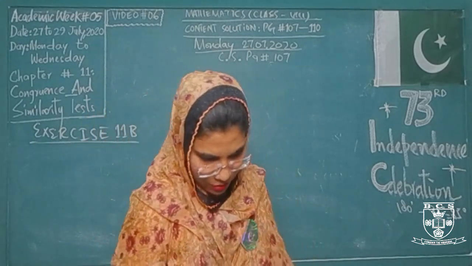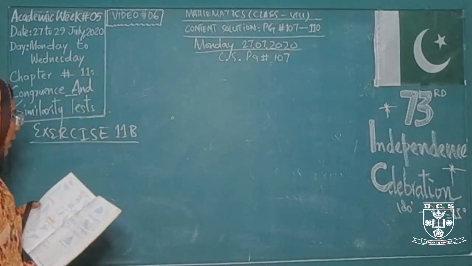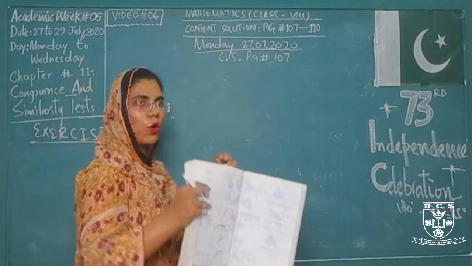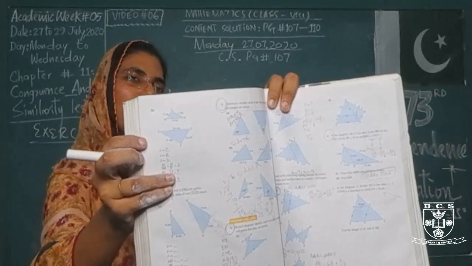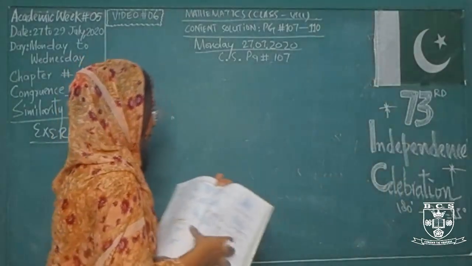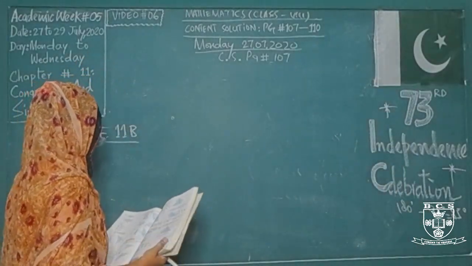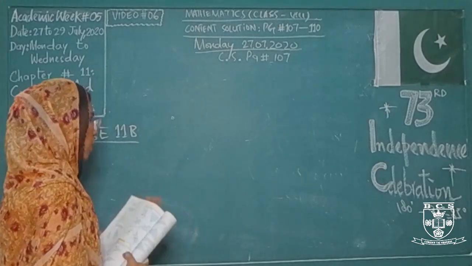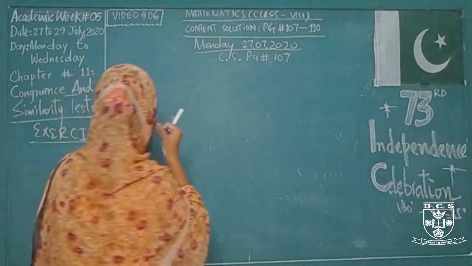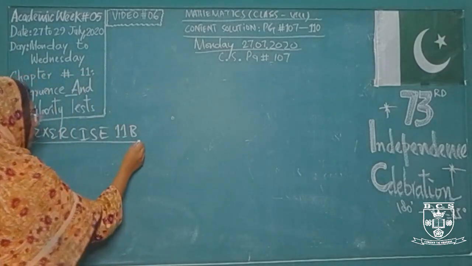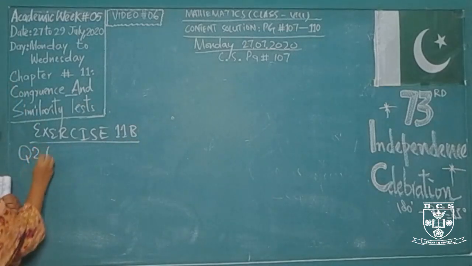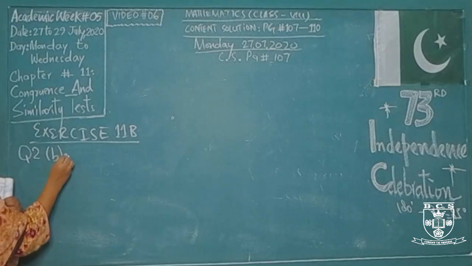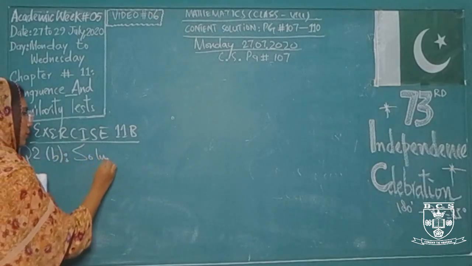So part B we are discussing on the book. In part B, as you can see in the book, there are two different triangles, and these are almost different in size, but they are still similar. Why are they similar? Because their sides are proportional. So here we will show how they are similar to each other. This is question number 2, part B, solution.